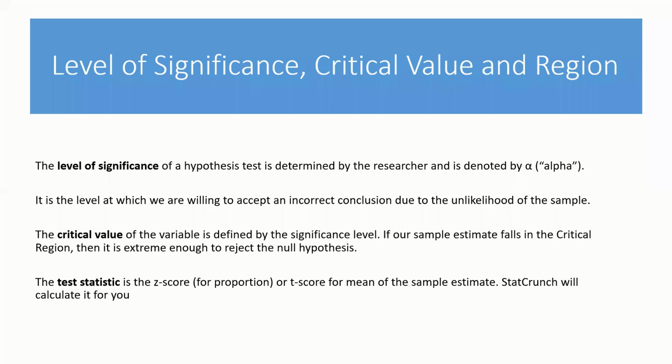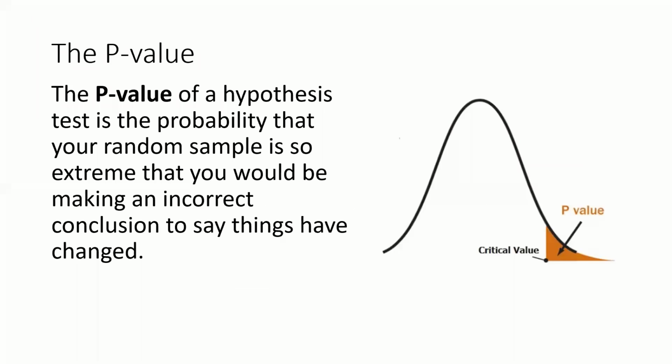StatCrunch will calculate that for you. So it's going to do the z-score. And we know that when we're talking about unusual, we're often talking about being beyond 2 standard deviations. So we'd want a z-score to be more than 2. Again, the p-value. The p-value of a hypothesis test is the probability that your random sample is so extreme that you'd have to be making an incorrect conclusion to say things have changed.